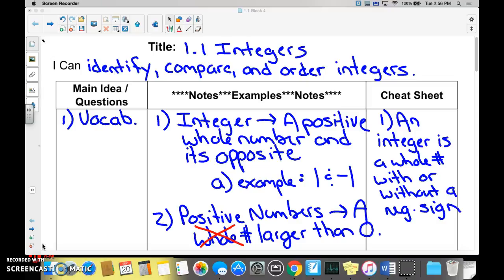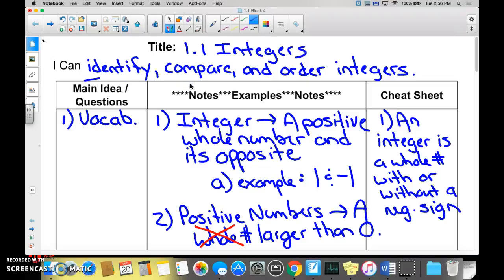What can you do now that we finished chapter 1, lesson 1? Can somebody read the I can statement to me? Manal, thank you. Can you read it loud so the microphone can hear you? I can identify, compare, and order integers. So the goal was for you to be able to identify, compare, and order integers. We'll know if you accomplish that goal once we talk about the assignment tomorrow, okay?